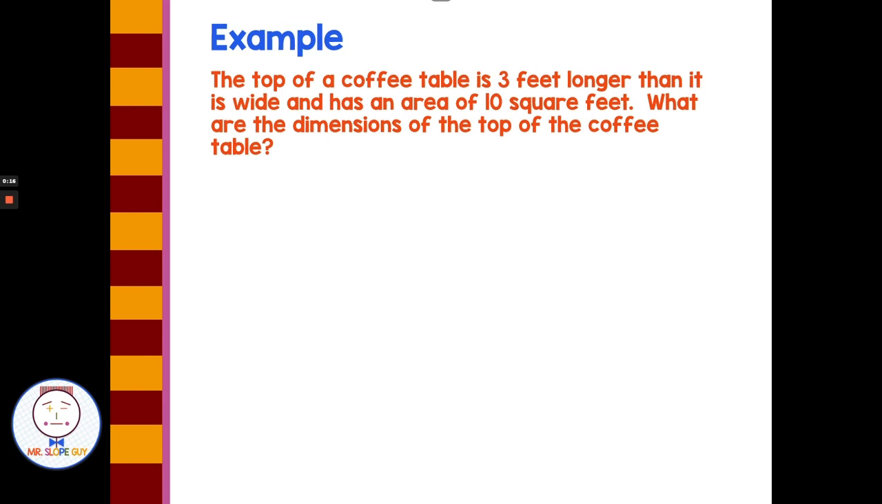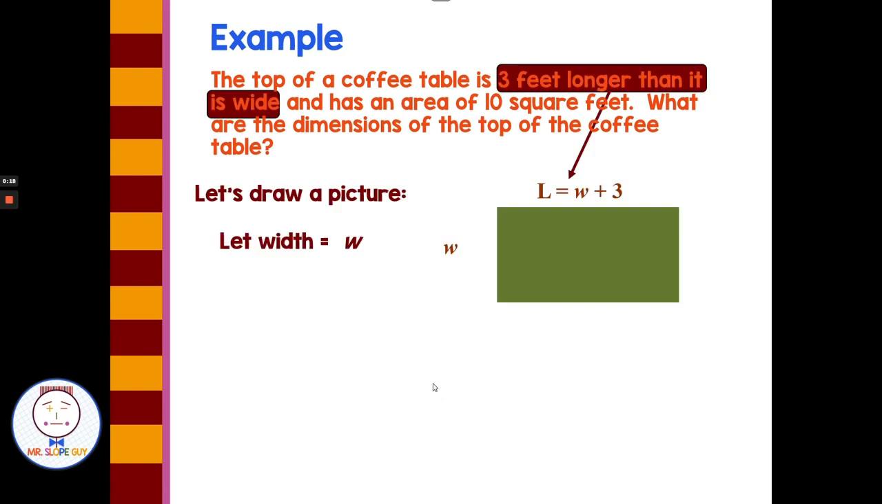Well, if we look at a drawing of this, we're talking about a rectangle with a width of W. If our width is W and we have 3 foot longer than it is wide, that would describe the length. So if the width is W, the length we would describe as W plus 3. And we know we find area as length times width.